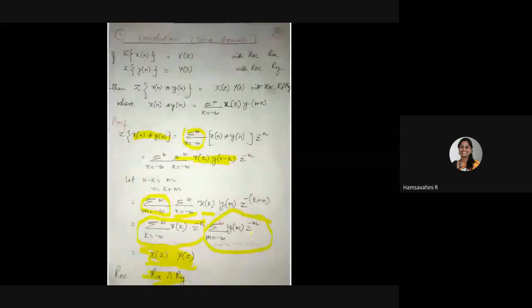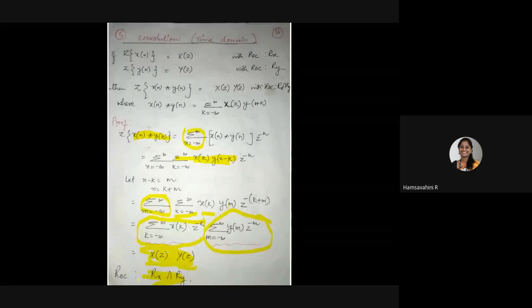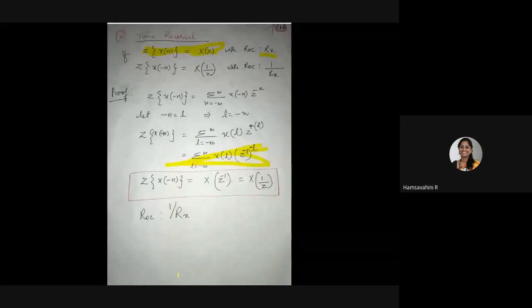When it comes to convolution, we are dealing with 2 different signals with 2 different ROCs, so ROC is the intersection between the 2 ROCs, that is Rx and Ry. When it comes to time reversal, we are dealing with only one ROC Rx, but in this case we are folding the signal, so ROC will become inverse, that is 1 by Rx. So this is all about properties of Z transform.